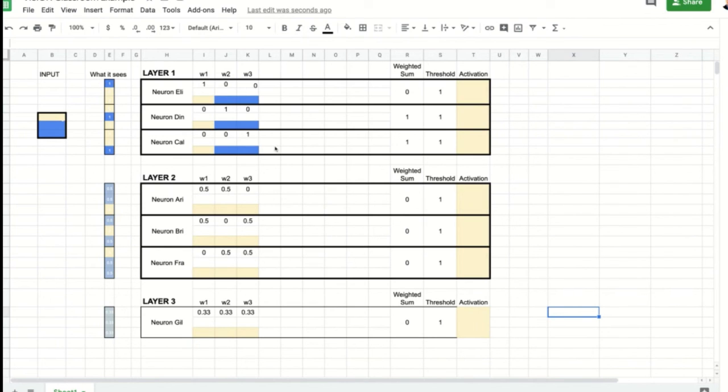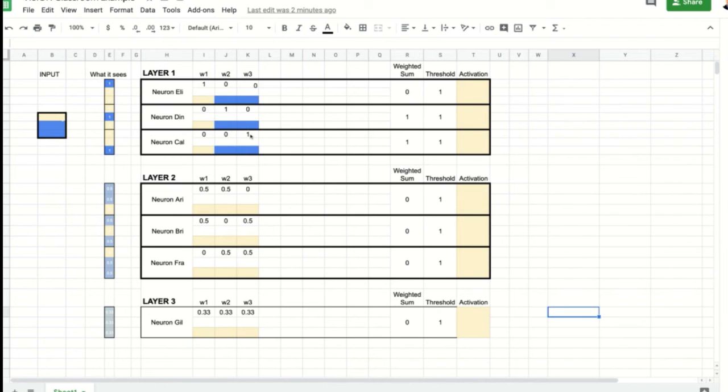Then we go back here and we say, let's look at Eli. So Eli was paying attention to this first one here, and there was a 0 coming in there, so we don't do anything with that.